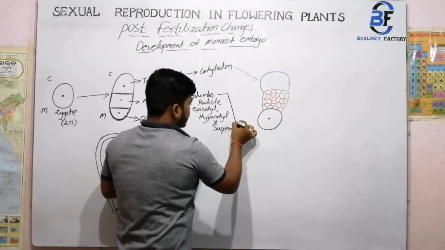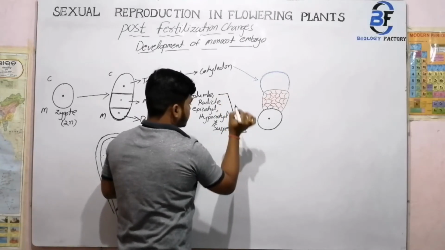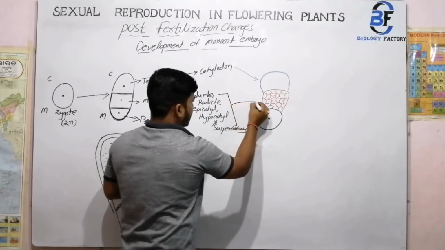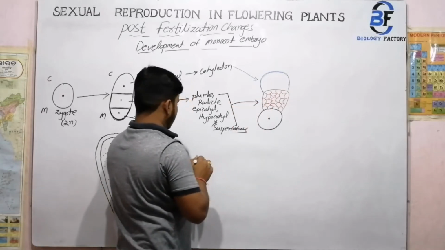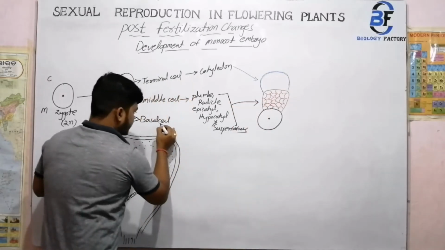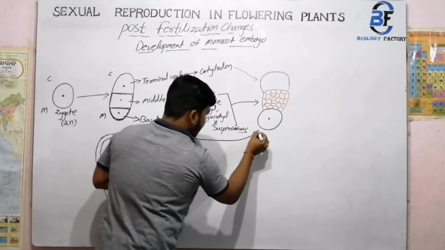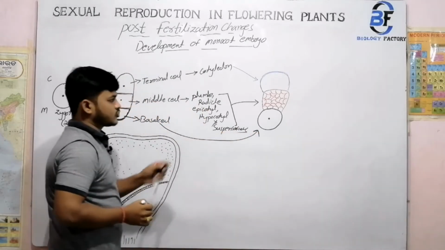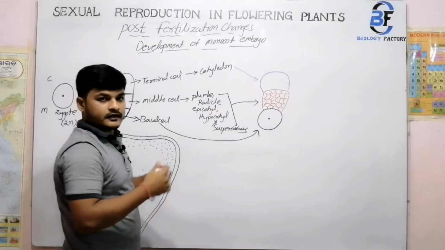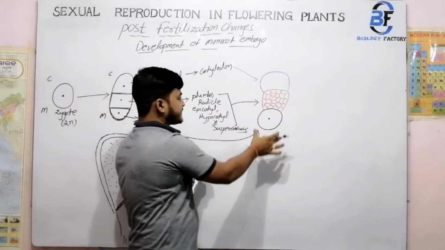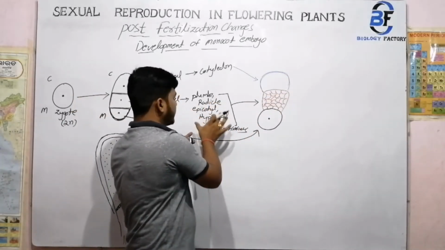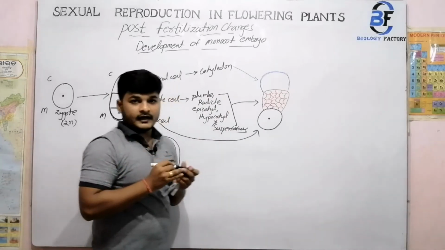All these things, including your suspensor cells, are formed from the middle cell, and the basal cell is as it is. So this structure is formed. Next, we arrange the structures with the plumule, radicle, epicotyl, hypocotyl, and so on.